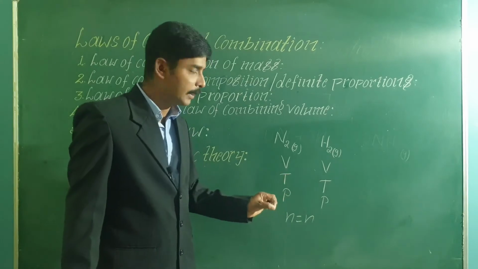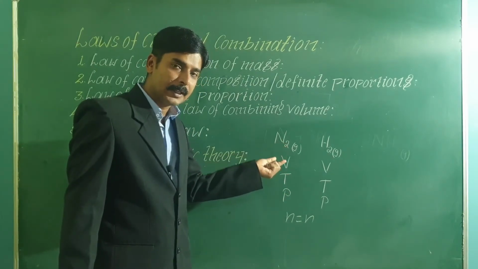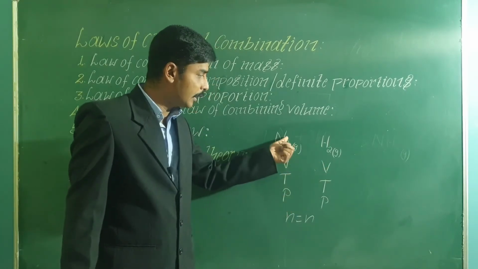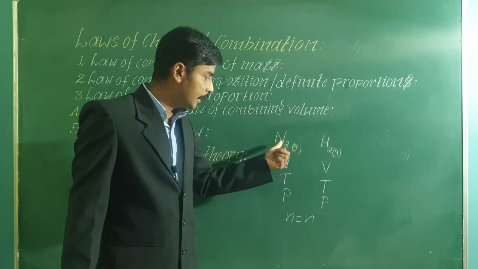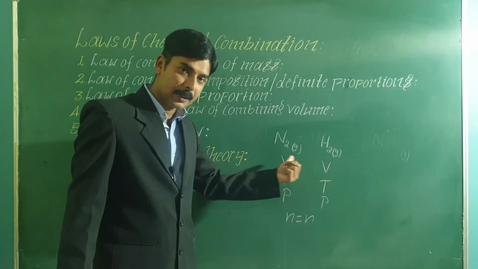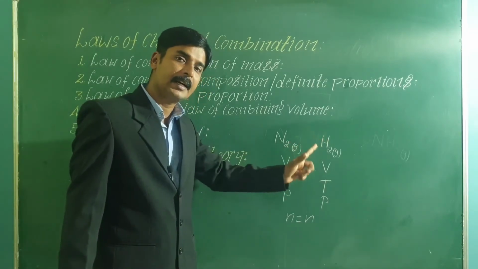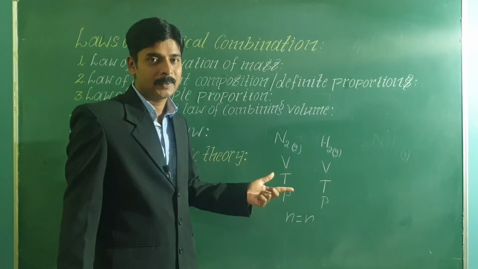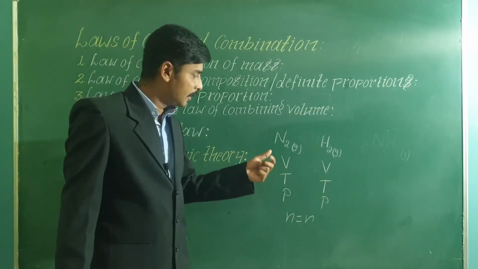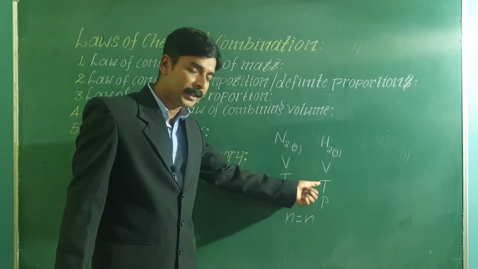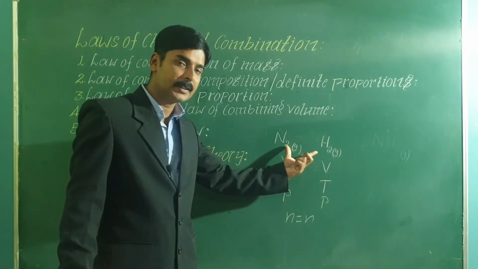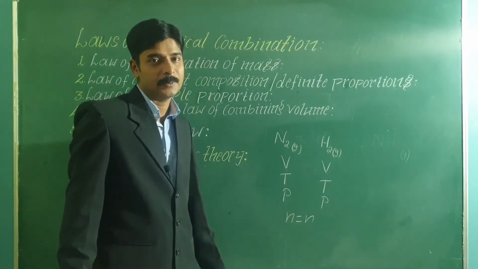Let us assume that I took 10 cm cube of nitrogen gas and 10 cm cube of hydrogen gas. The temperature and pressure of both nitrogen and hydrogen are equal, and in the nitrogen gas there are 100 nitrogen molecules. Then since the volume and temperature are the same, hydrogen also contains 100 hydrogen molecules. Avogadro's law, or Avogadro's hypothesis, states that under similar conditions of temperature and pressure, equal volumes of all gases contain an equal number of molecules.